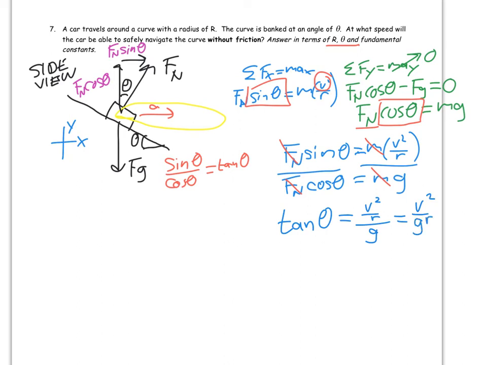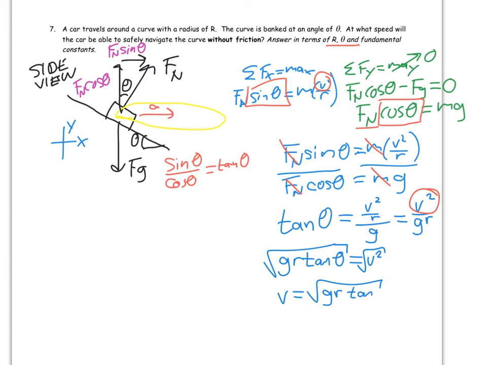What I'm going to do is I'm going to go ahead now and solve for v. So I'm going to multiply both sides by gr, so I have gr tangent of theta equals v squared. I take the square root of both sides, and I get that v is the square root of gr times tangent of theta. And that represents that perfect speed where the car can travel around the curve without sliding up or down without any friction needed.